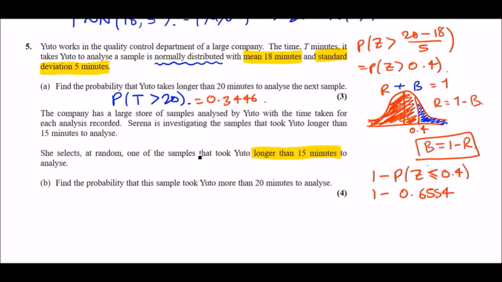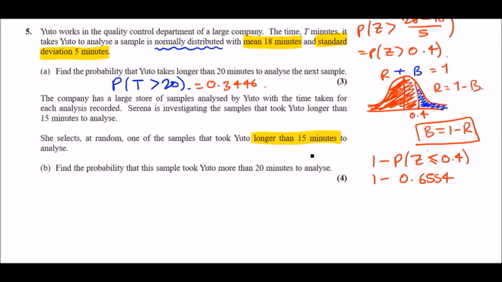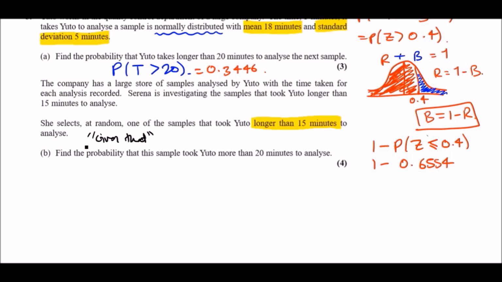I don't know if you guys can see, but this is a straight up given that style question. How do we know it's given that? Firstly, we know straight away that UTO has already done it. One of his samples took longer than 15 minutes, so that's already done. So this should be the probability that it took longer than 20 minutes given that it already took at least 15 minutes. That's really what they're asking here. We're finding the probability of being over at least the time difference.